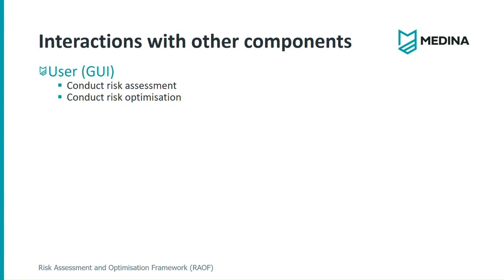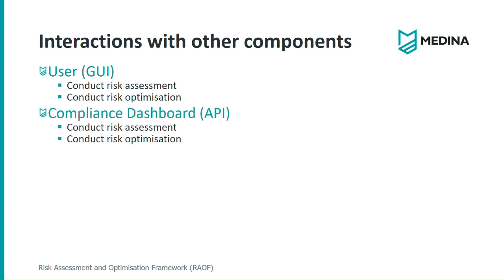In more detail, we already said that our tool interacts with the user through the graphical user interface in order to conduct the risk assessment. So a user provides the data and gets the output. And similar for risk optimization: provide data and get the output. The very same operation could be done through the dashboard using the API.